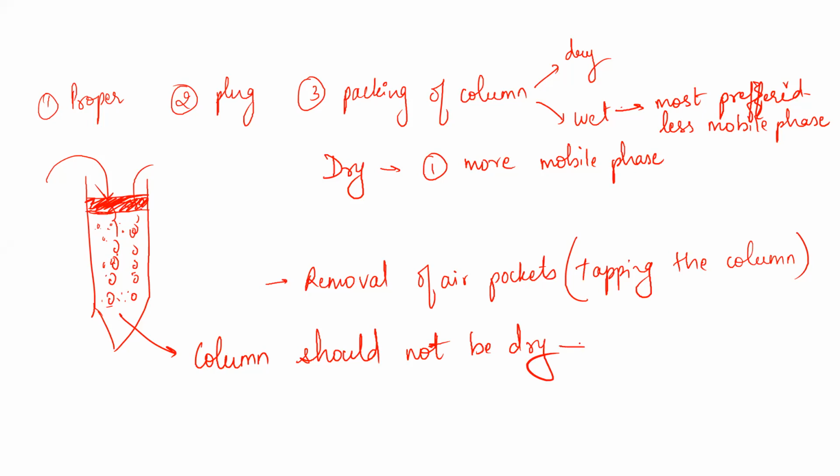Why? Because if you let it dry, this is silica, it will crack. And if it cracks, it is not an ideal column. There will be cracks in your column, and that is not going to give you a proper separation. That kind of column is not allowed. Now the sample will be poured from the top, and this pouring of sample can also be called loading of the sample.